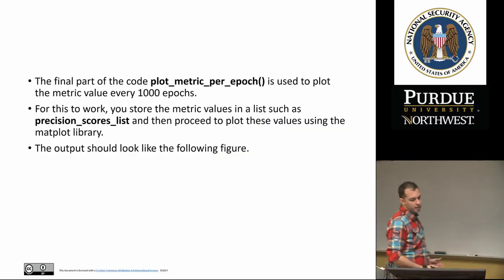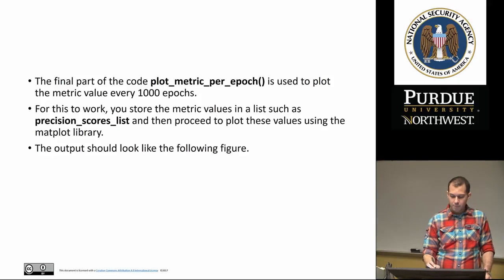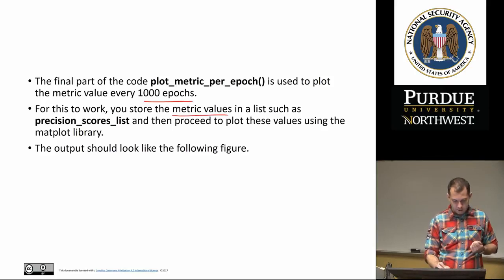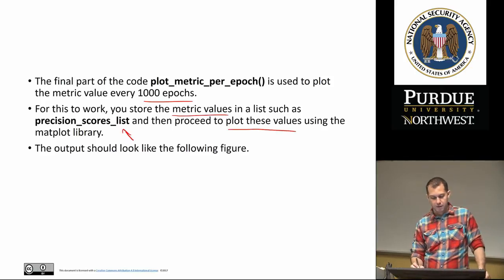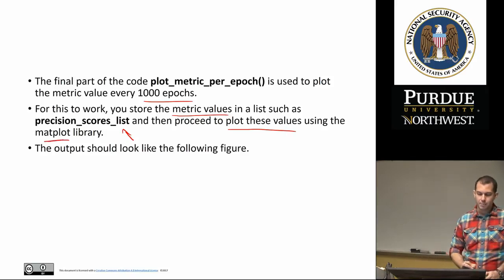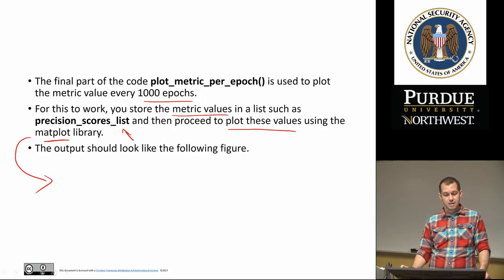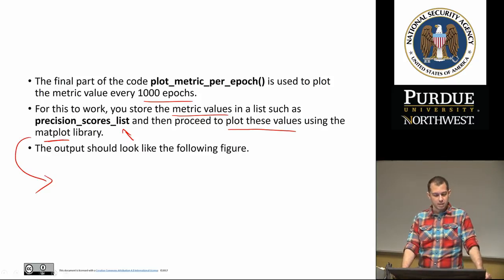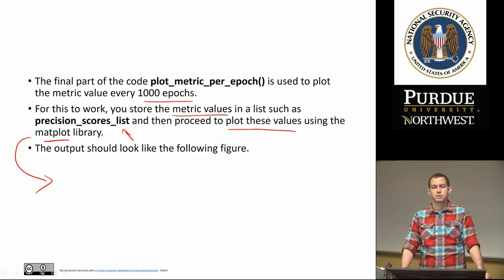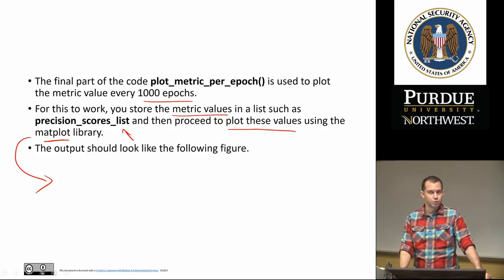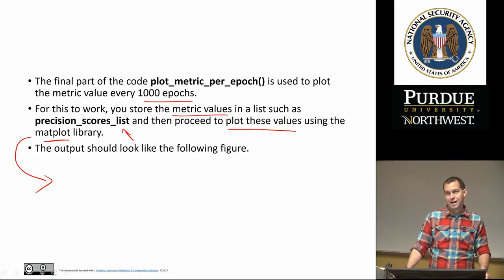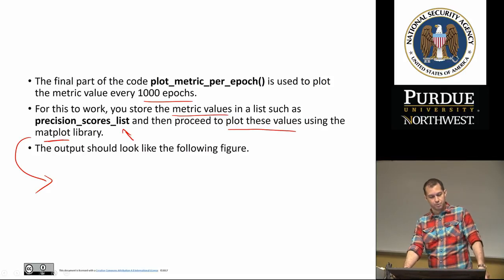And that's it. In summary, the final part of the code, plot metric per epoch, is used to plot the metric value every 1,000 epochs. So we stored the metric values in a list such as this one, and then proceed to plot these values using the very powerful matplotlib library. There's a lot that you can do with this library, a lot. I'm not actually going to cover much of it in this course. I'm sure there are a lot of tutorials out there on YouTube or online that you can use on how to create very nice plots, but it's a very powerful library for sure.